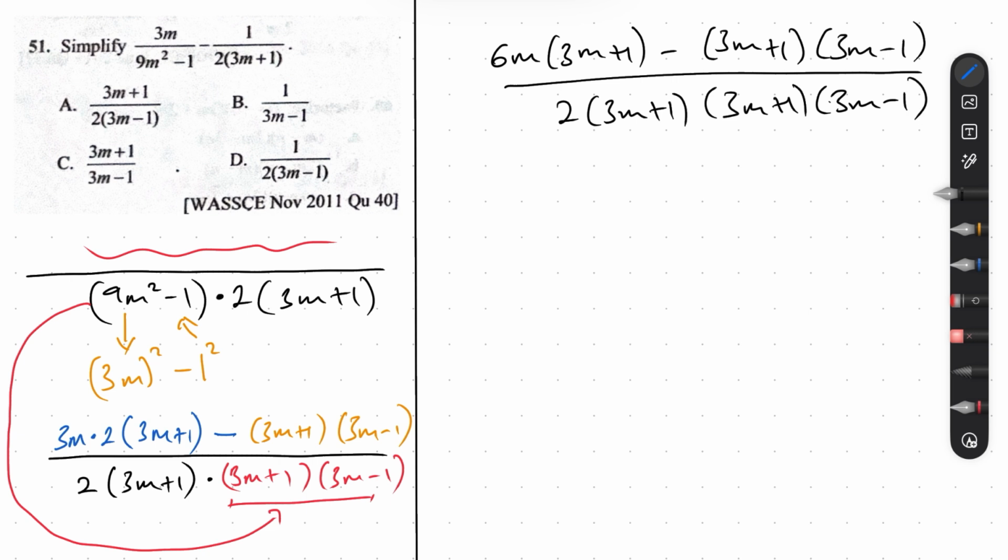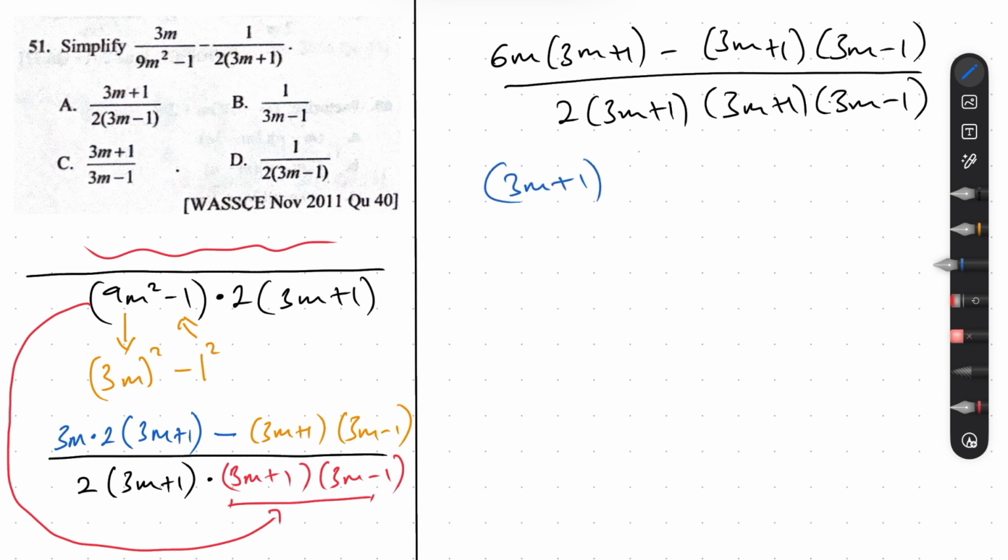Now, if you look at the top here, this is one expression minus another expression. Now, in these two expressions, what is common? Tell me what is common. Okay, what is common is what? 3m plus 1. 3m plus 1. So we can factor that out, okay? We can factor that out. Cool. So we have 3m plus 1 outside.